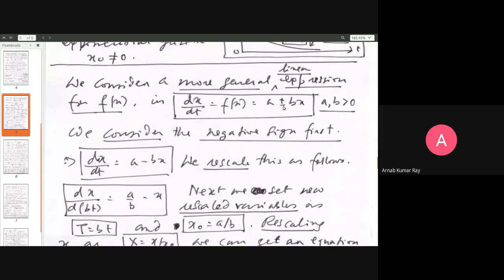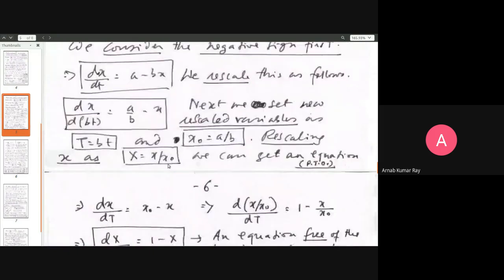And we looked at the negative sign first. We have got a plus minus bx. We looked at a minus bx, but it is to be understood that both a and b are positive numbers. Right. So we carried out rescaling.